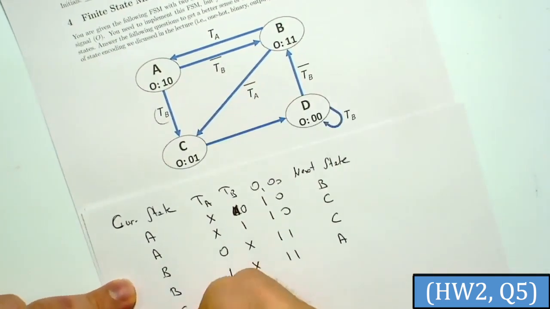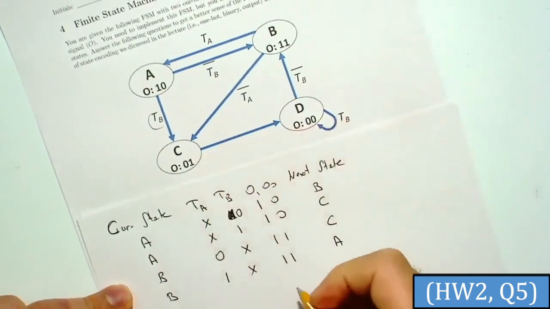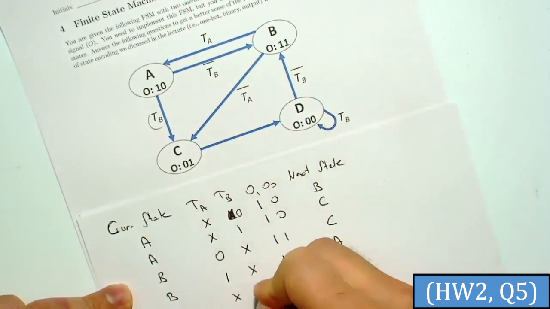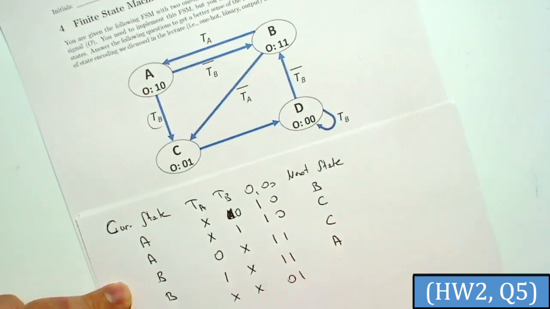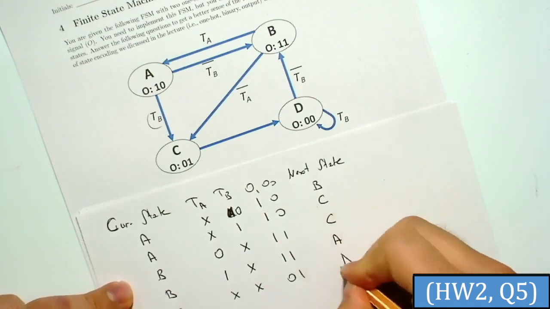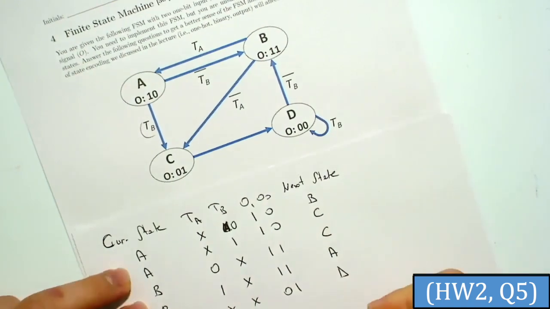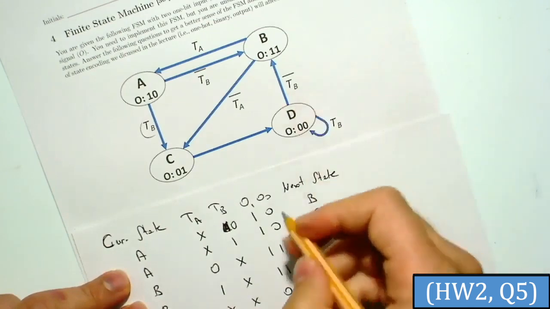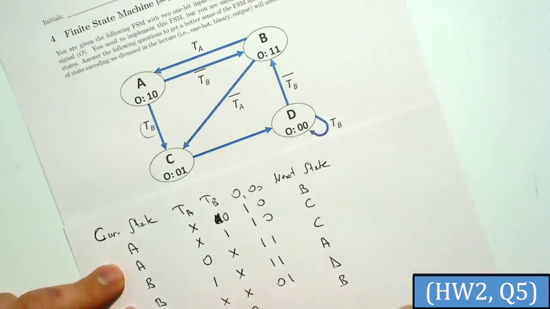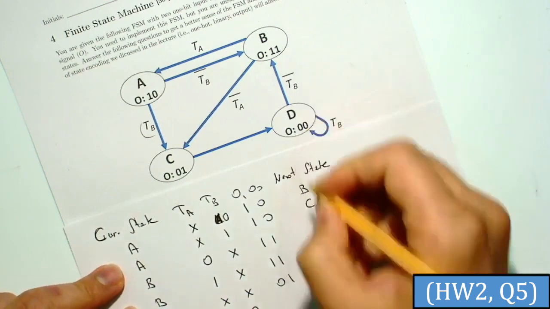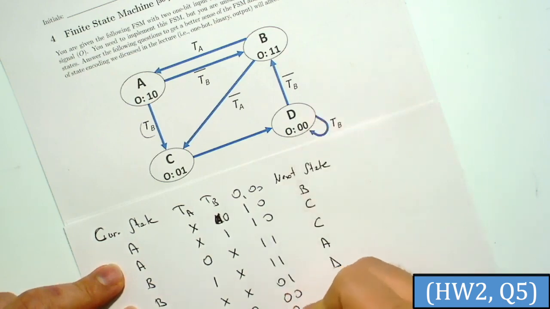For C, no matter what, I'll visit D, so TA and TB are don't cares, the output will be 0, 1, and the next state will be D. For D, if I have 0 for TB and don't care for TA, then I'll visit B. And if I have 1 when I'm in D, then I'll visit D again, and the output will be 0, 0.